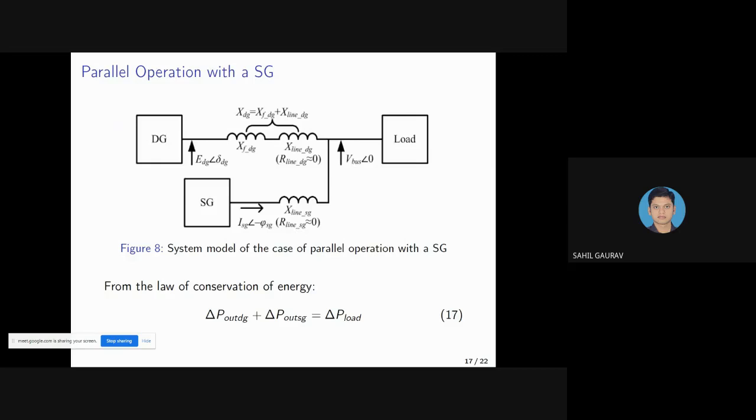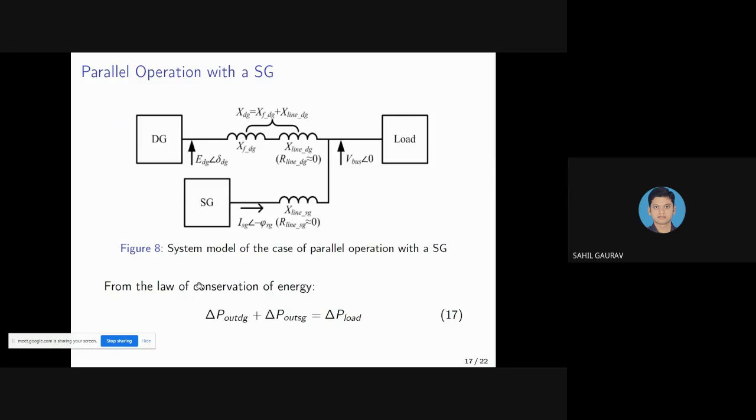This study is also important for networks with a high penetration level of inverter-interfaced DG. In this case, it is preferred to study the rotor frequency change of the synchronous generator rather than the DG, because the rotor frequency of the synchronous generator is considered the dominant one. Figure 8 shows the system model of parallel operation with a synchronous generator, where the subscript SG indicates parameters related to the synchronous generator, and the subscript DG relates to distributed generators.